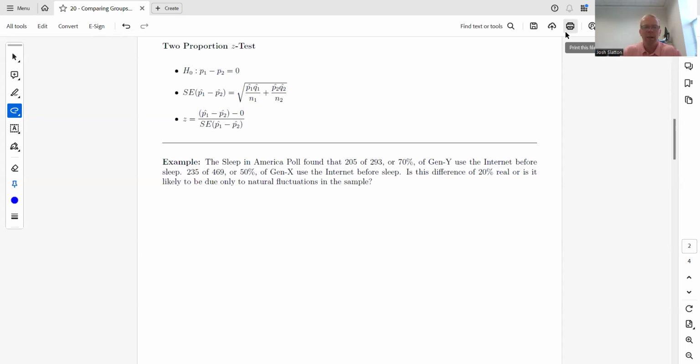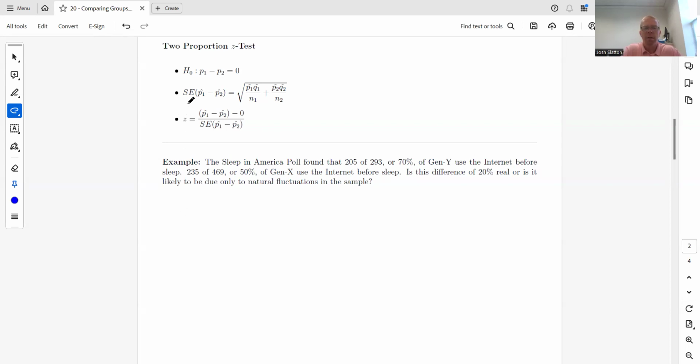So with the z-test, with hypothesis testing, looking at two groups, our null hypothesis is always going to be the difference from the first proportion minus the second proportion. We're going to assume that it equals 0 as our null hypothesis. And then the alternative hypothesis will be P1 minus P2 is greater than 0 or less than 0 or not equal to 0. So whichever the case may be.